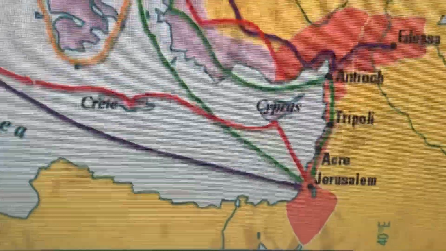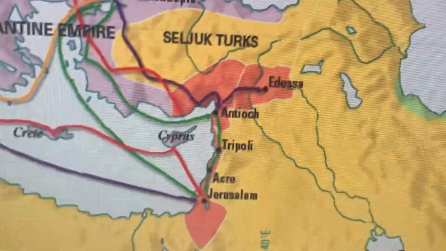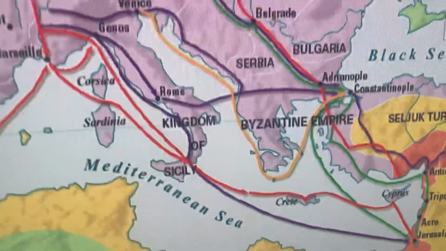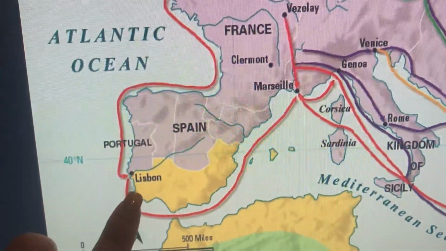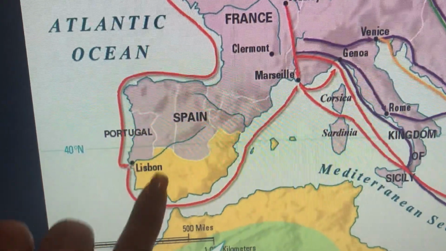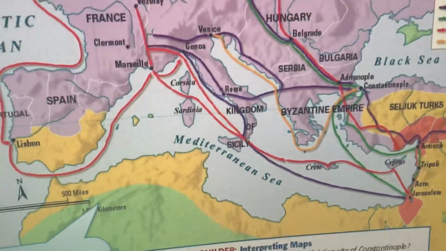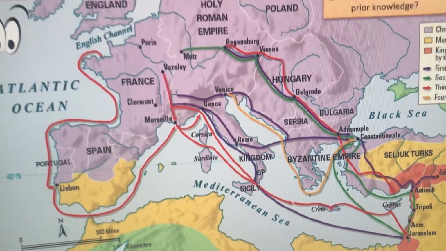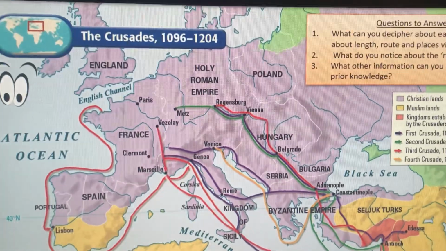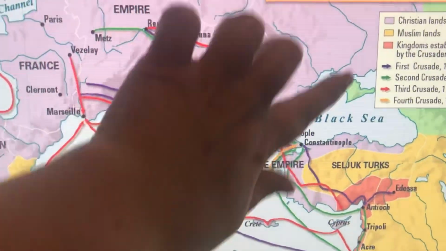Okay. So you can see that the yellow, which is the Muslim lands, are all very much down this end. Look at here. They stopped near Muslim lands. What do you think might have happened here? Who do you think might have joined them? And what does this tell you about Christianity in Europe, the fact that all of this was Christian land?